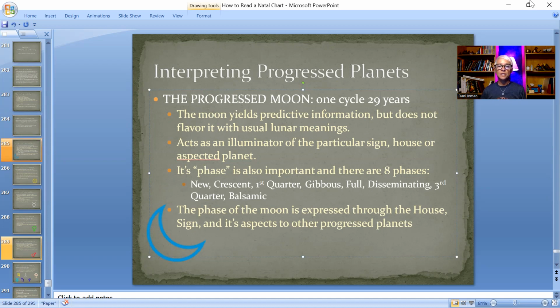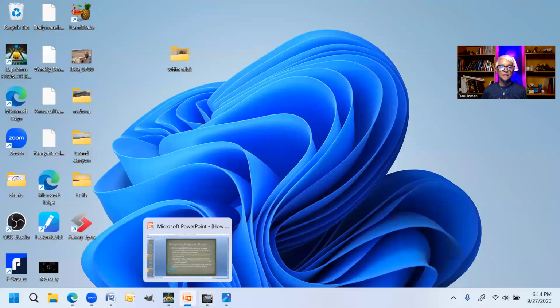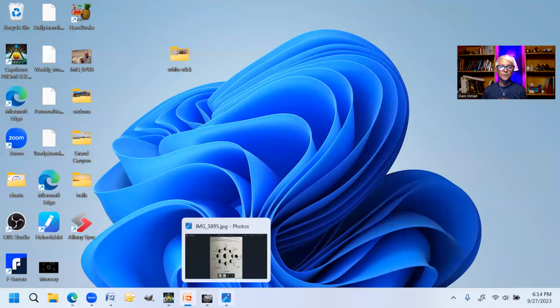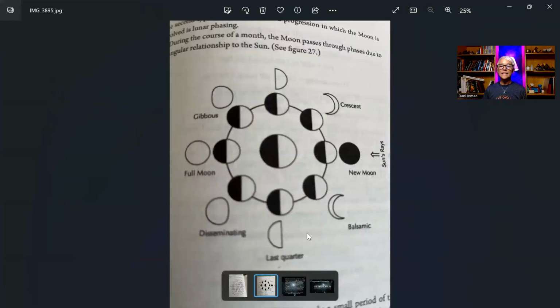So this leads me to my first jump-off point off of this PowerPoint. I want to show you these images. So here are the phases of the Moon. You have the new Moon, which is when your progress Sun and your progress Moon are conjunct together. Then you have the Moon moving in its counterclockwise motion around the wheel, around the zodiac chart, through the crescent Moon, the first quarter Moon, the gibbous Moon, full Moon, disseminating Moon, last quarter, and balsamic Moon.